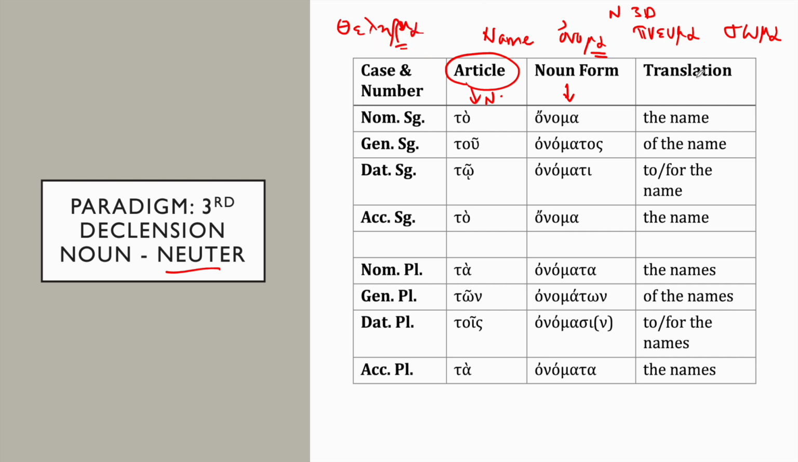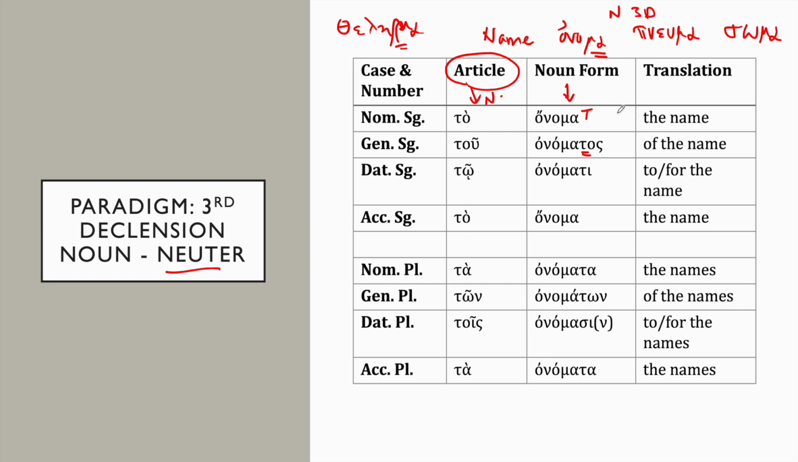Thelema, that's a mu, sorry about that. All behave the same pattern. So: anima, animatos, animati, anima, animata, animaton, animasin, and animata. So what's happening here? This is its true stem. It ends with a tau.